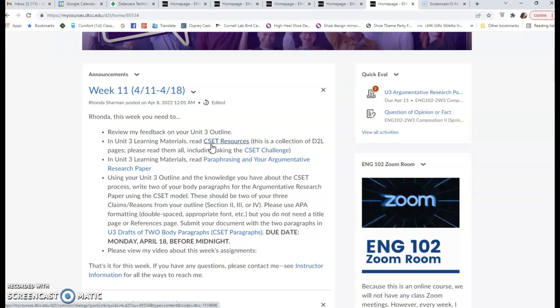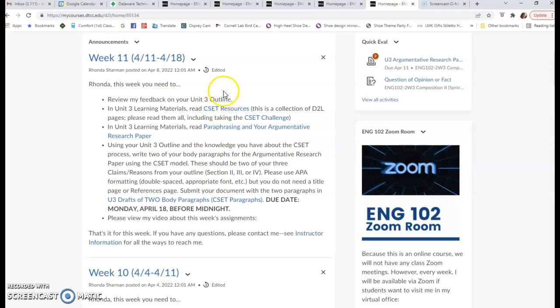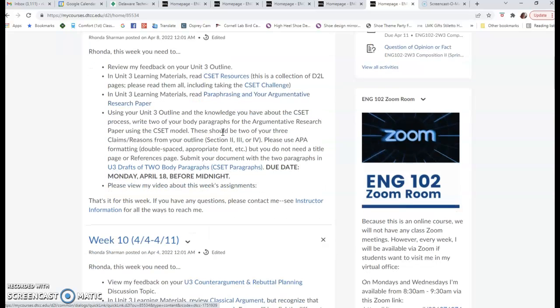Another piece of learning material that you should read is paraphrasing and your argumentative research paper. Again, these pages are trying to help you know how to effectively use the information that you found in your sources. All right, so now once you have seen my feedback on your outline and you have read all the learning materials, you are ready to go to this week's graded assignment.